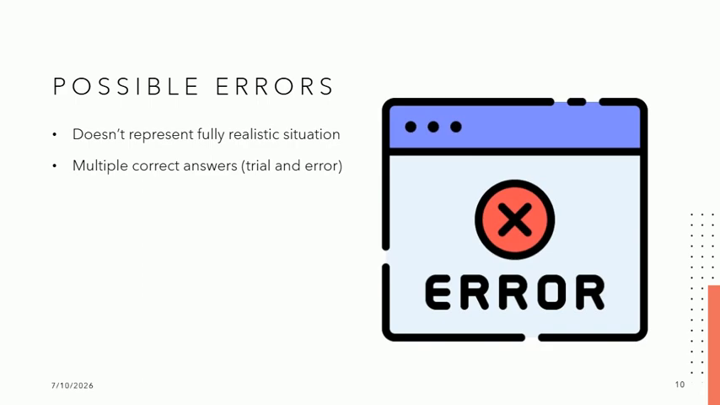A possible error in this lab is that it doesn't represent a fully realistic situation, as there could be other outside forces affecting it, as well as there being multiple correct answers because of trial and error. So although my speeds worked for the orbit that I wanted and desired, another orbit could have occurred with different speed values that may have looked the same or different.